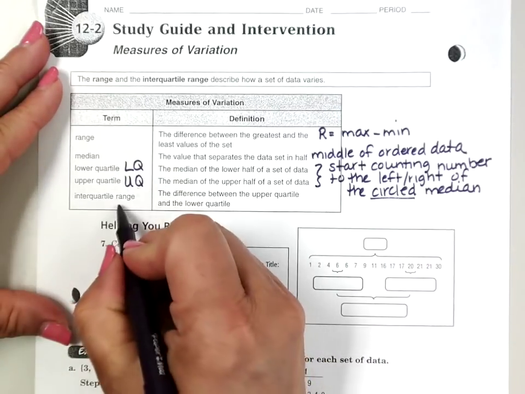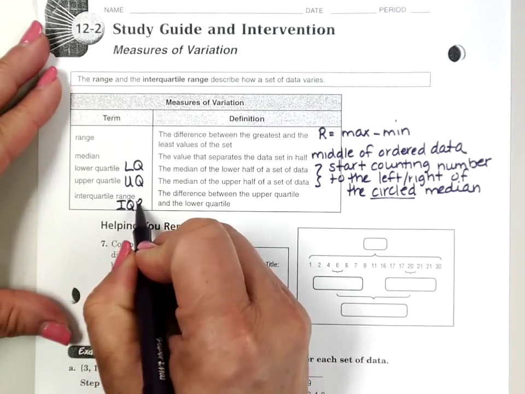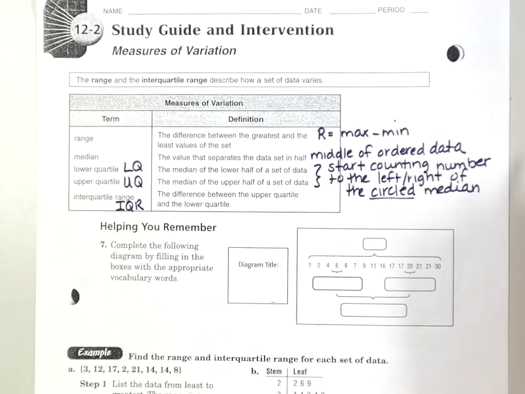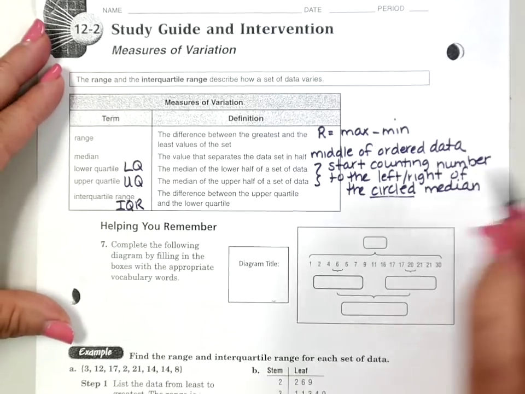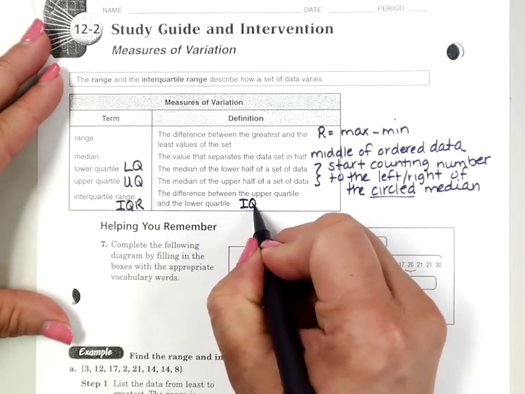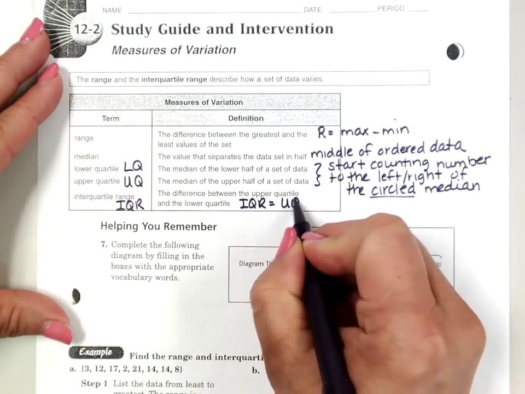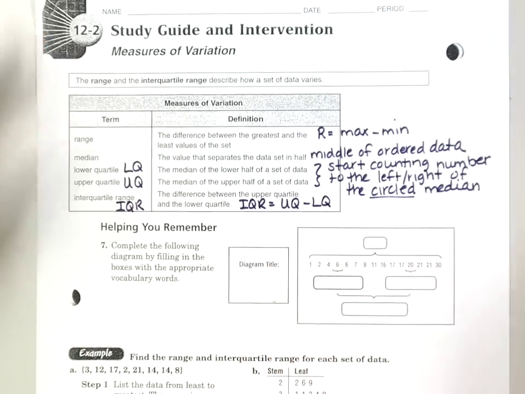The interquartile range is last, and I call that IQR, so I don't have to write out that long word. And that's the difference between the upper quartile and the lower quartile. So the IQR is equal to the upper quartile minus the lower quartile.